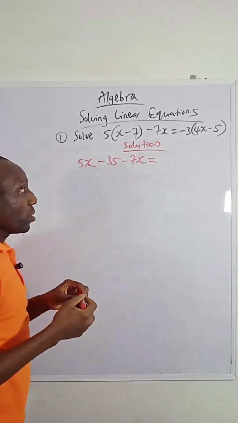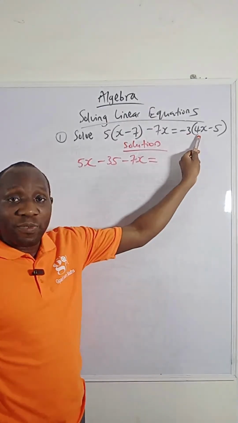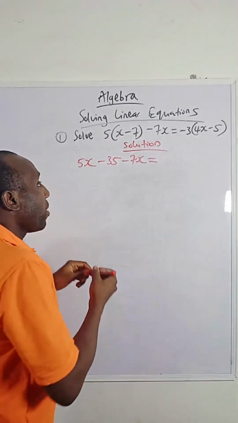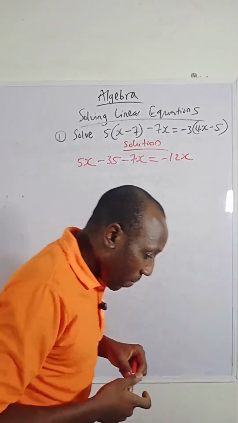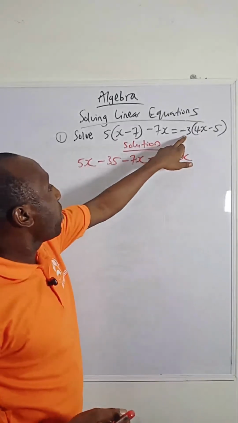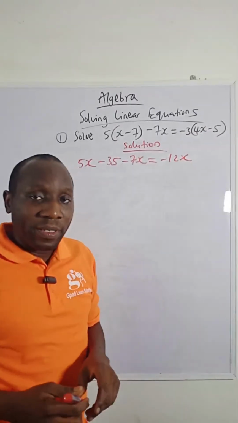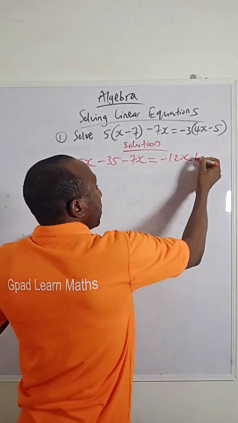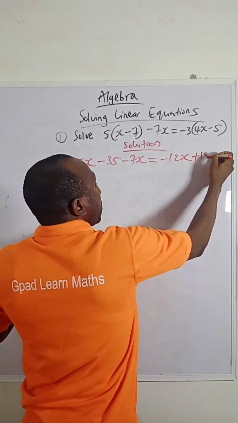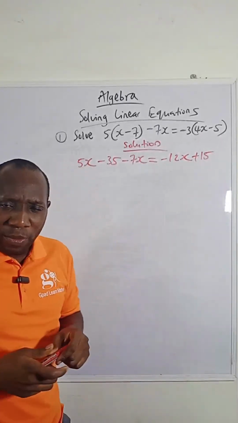And this is equal to what? What is minus 3 times 4x? That's minus 12x. So you write minus 12x. But that's not all. What is minus 3 times minus 5? Minus times minus is plus. Write plus here. And 3 times 5 is 15. You write 15 here. Do you see what I'm doing?